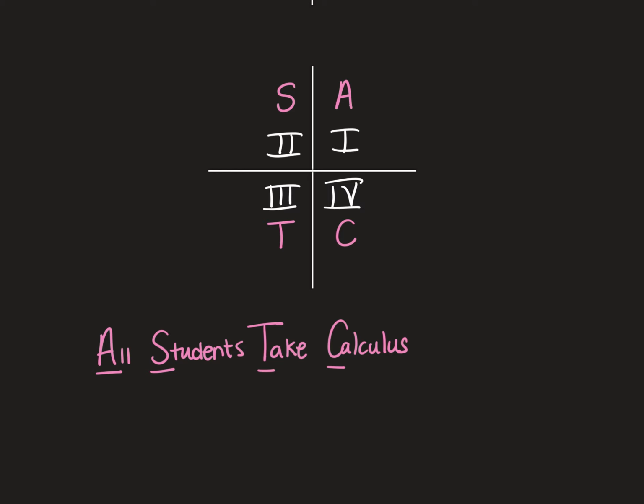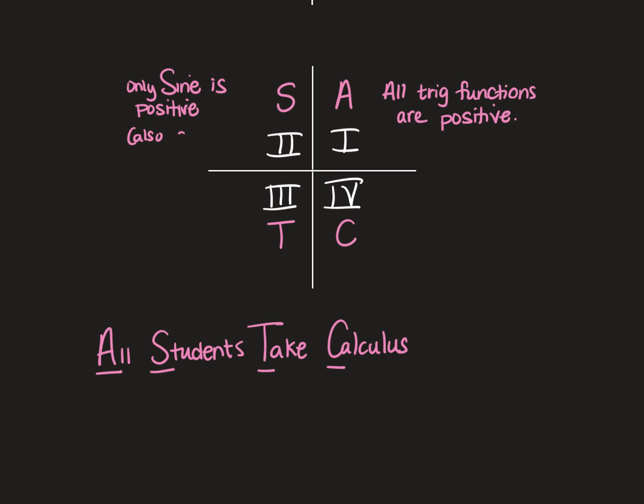So in quadrant 1, we see A. A stands for all. So all trig functions are positive in quadrant 1. Okay, S. S stands for sine. So in quadrant 2, only sine is positive. Now, I'm going to make one little exception to that. We're also going to include cosecant because cosecant and sine are just flips of each other. They don't actually change whether they're positive or negative. So if sine is positive, then cosecant is positive. And if sine is negative, then cosecant is negative.